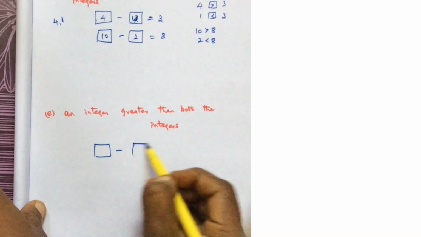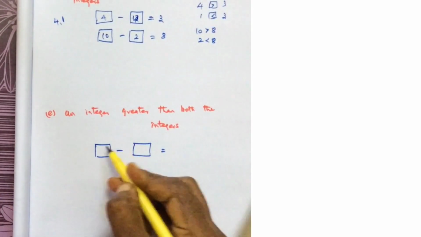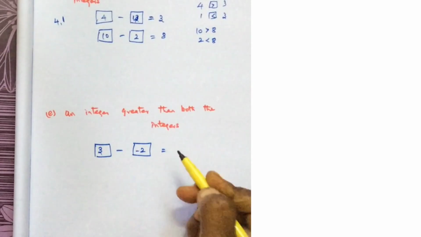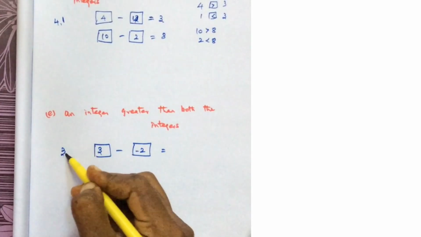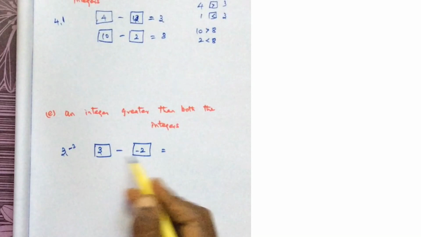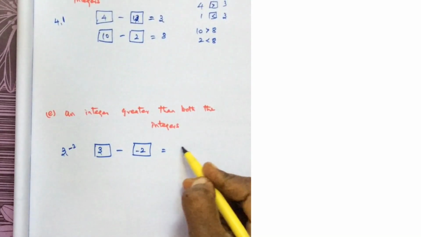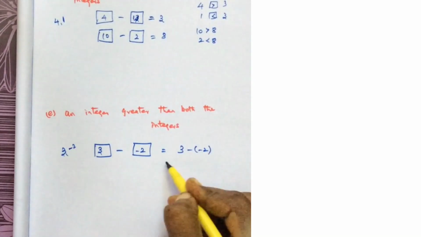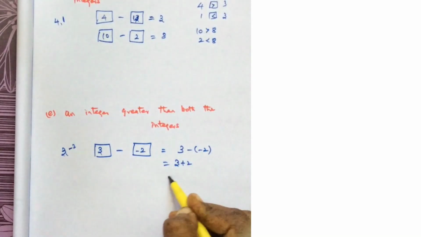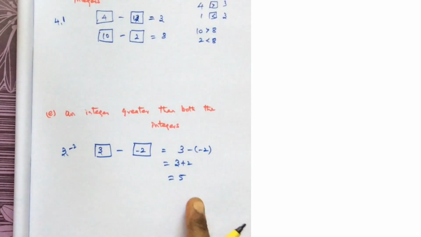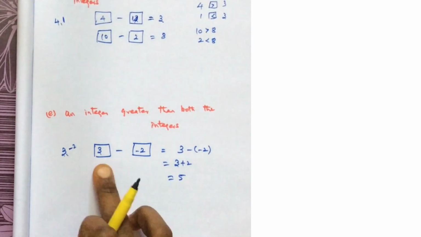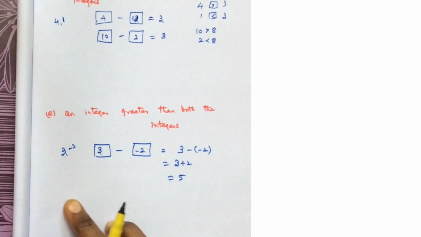So difference, that is equal to 3 minus 2. We have taken two integers, 3 and minus 2, and we are doing the difference. What is 3 minus of minus 2? That is equal to 3 plus 2, answer is 5. So 5 is greater than both 3 and minus 2.